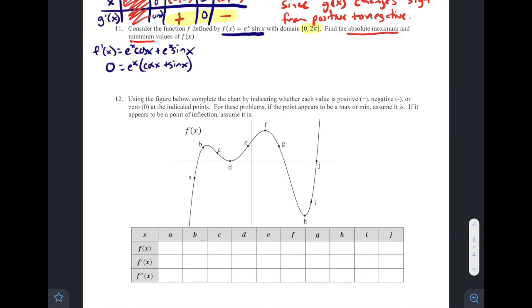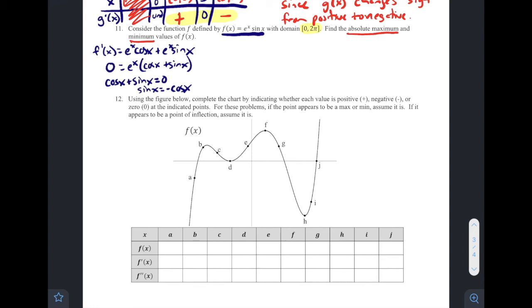So e to the x can't equal 0, right? There's an asymptote at a height of 0, so that would not work. So we're looking for places where cosine of x plus sine of x is equal to 0. So cos x plus sine x equals 0, which would be places where sine of x is equal to negative cosine of x. So how would we think about that? We're trying to think about places where the outputs on the unit circle are opposites of each other.